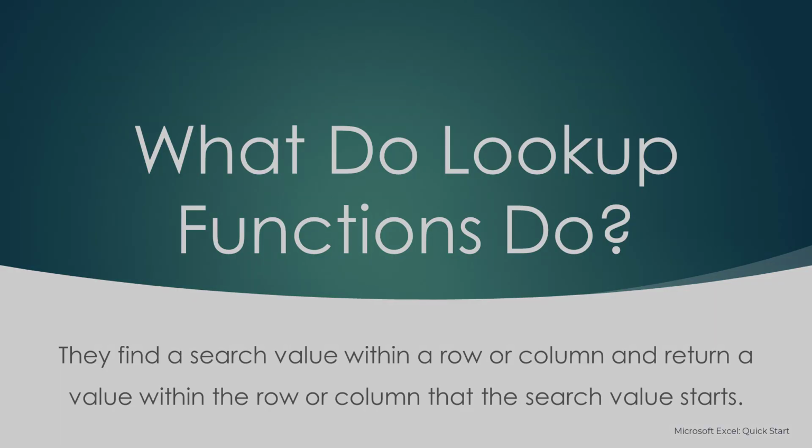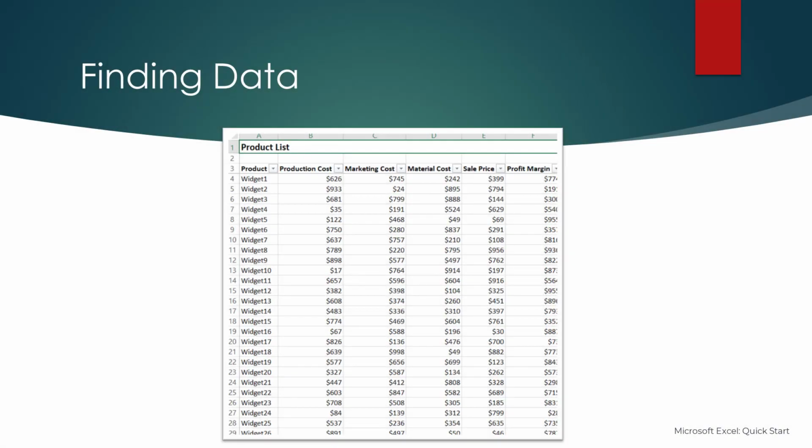Let's break it down. As an example, let's say you had this list of products. It's a pretty long list, and only part of it is visible on the screen. If you wanted to be able to quickly find the sale price for a product by looking up its name, a lookup function could help you do this. So if we told the lookup function to find the sale price for the product widget 10, the function would return the value of $197, which is that product's sale price.